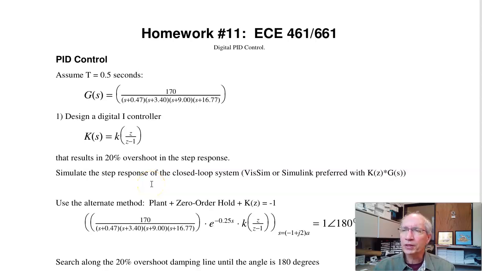Here are solutions to homework set number 11 for ECE 461-661 Control Systems. This homework set looks at digital PID control.